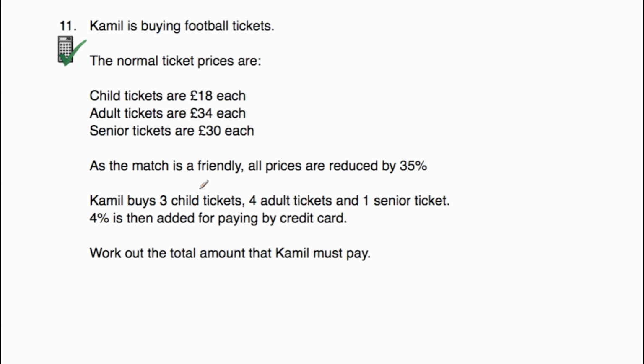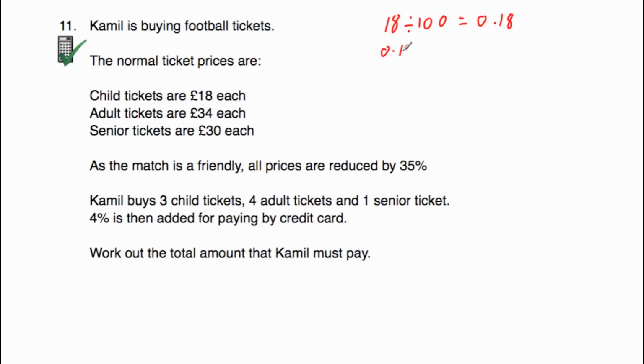Camilla buys 3 child tickets, 4 adult tickets and 1 senior ticket. Then she pays by credit card, so 4% is added to the price, and we need to work out the total amount of money that Camilla must pay. So let's first of all work out the price of each one of the tickets whenever they've been reduced by 35%. Let's start off with our child ticket. 18 divided by 100 to find 1% is equal to 0.18.